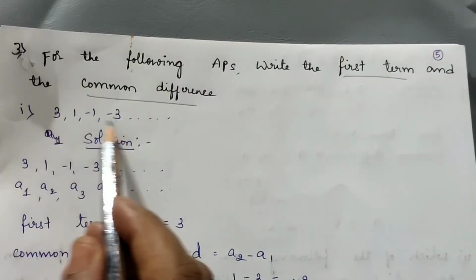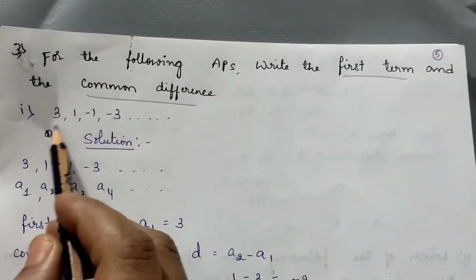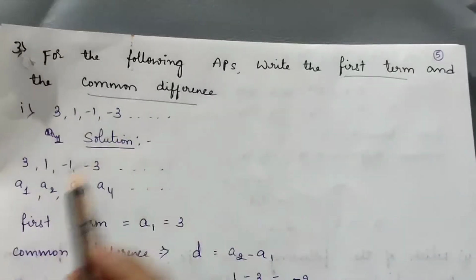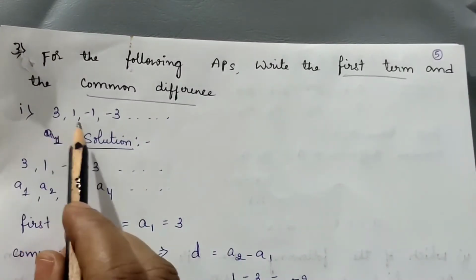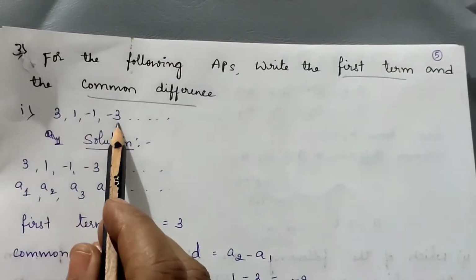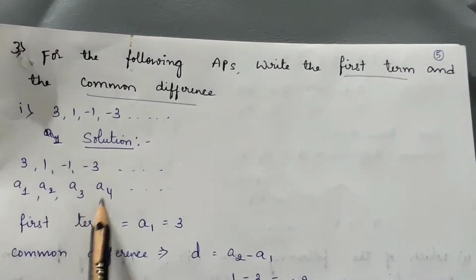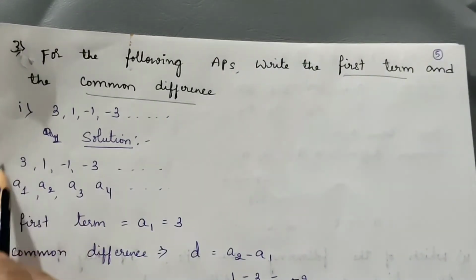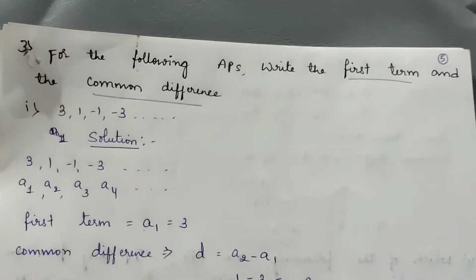See, in a pattern, the first term is also called A1 or A. Here, this is A1, A2, A3, A4. Write as it is. The first term is 3, that is A1 is 3.